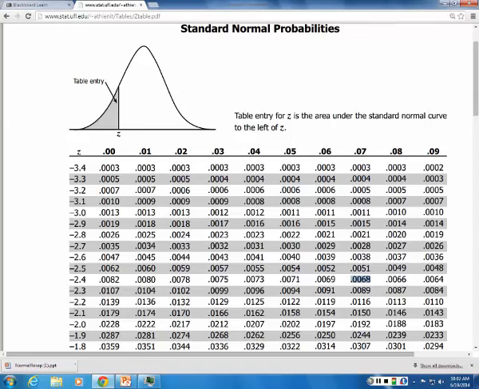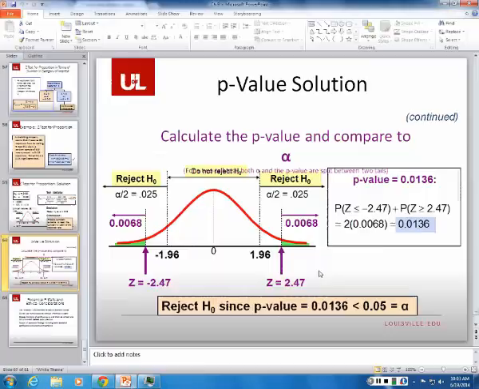If we do that, we're going to get, what is that? 0.0136. Yeah, and we're comparing that to 5%. Which one's bigger? The 5%. So again, we reject the null hypothesis, right? P-value smaller than alpha, we're good.